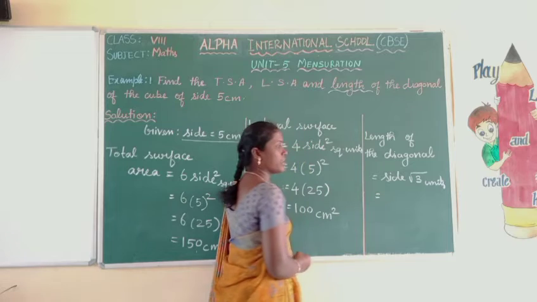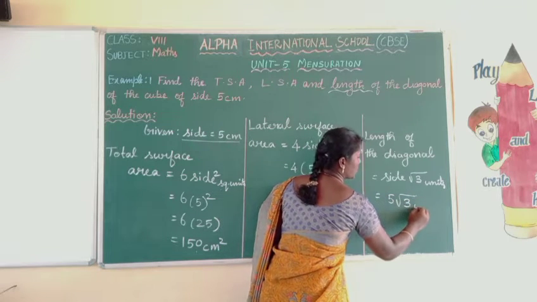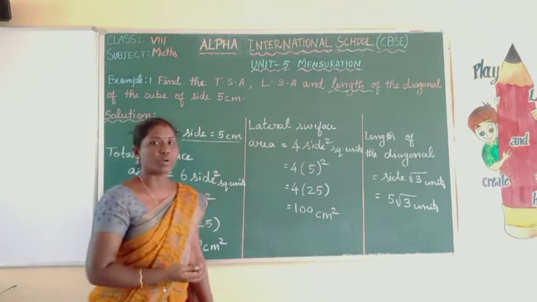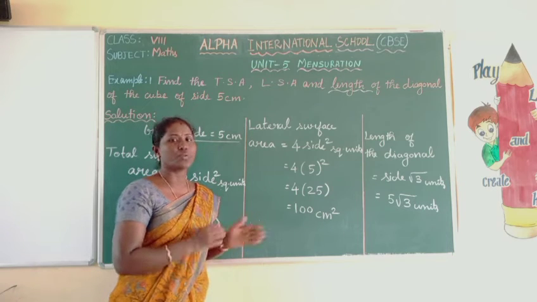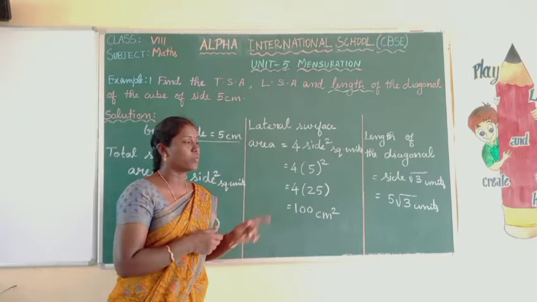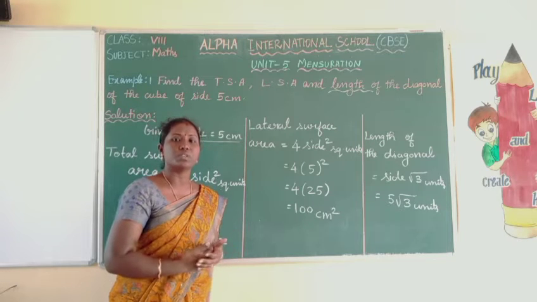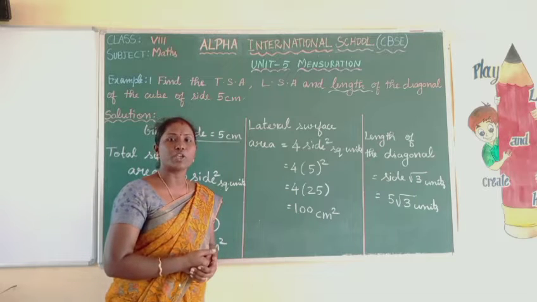So, what is side here? It is 5. So, 5 into root 3 units. That's the answer. For root 3, we can find the square root. Root 3 is a prime number, so we will get the square root value as 1.732. The standard form for root 3 is 1.732. If it is asked in the question to use root 3, we can evaluate it and find the answer. Otherwise, complete the answer as 5 root 3.